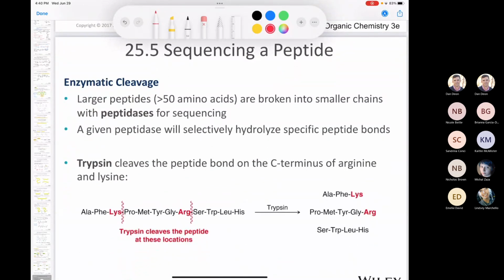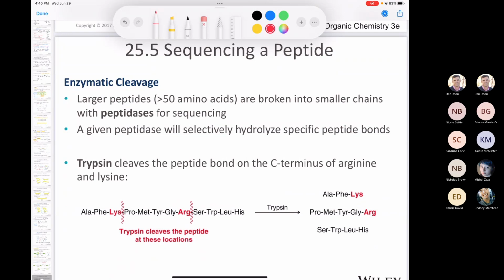Now you're probably wondering, well, what do you do if you have more than 50 amino acids all strung together? What if you have 150? How do we figure out the structure of some of these giant proteins and enzymes? Well, we use the process of enzymatic cleavage to elucidate the structures of proteins. If you have more than 50 amino acids, what you've got to do is break them down into manageable chunks or chains using a biological catalyst called a peptidase.